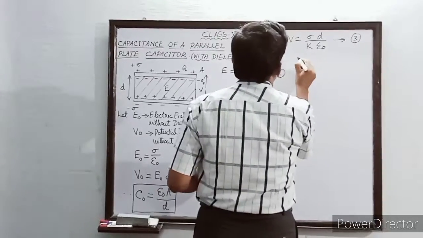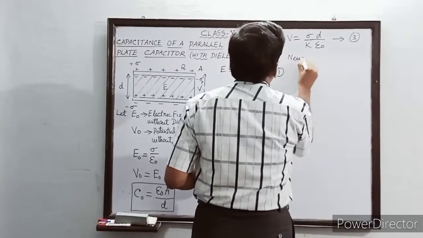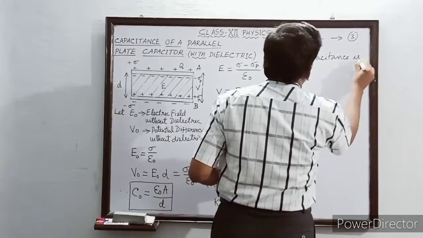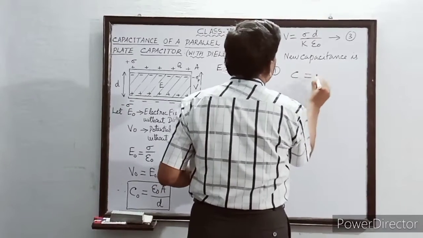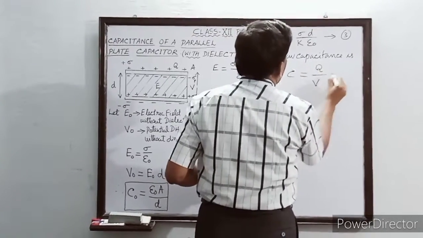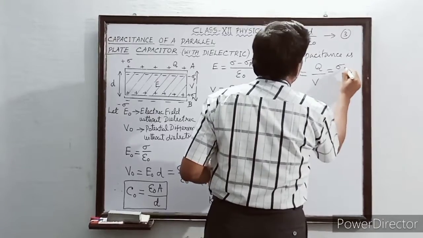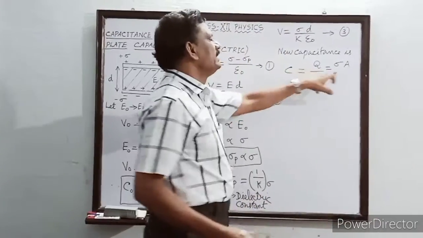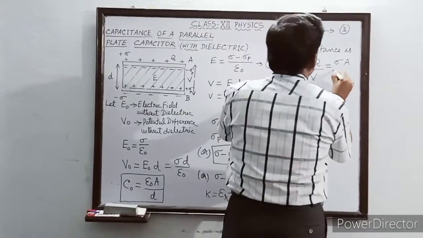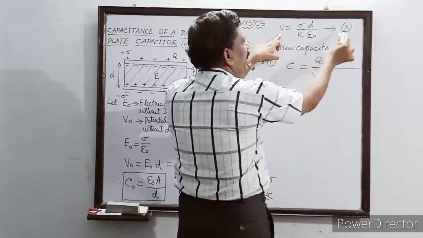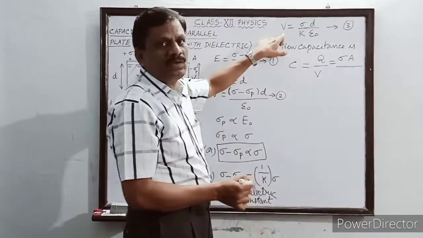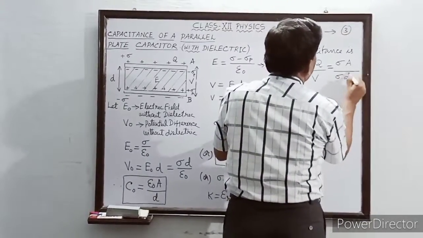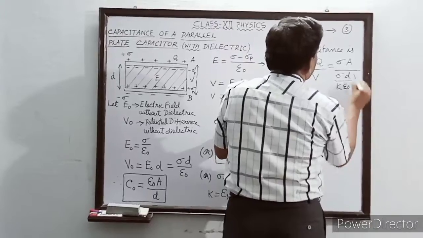So now the new capacitance is given by C is equal to Q by V, and Q by A is equal to sigma. Therefore, Q is equal to sigma A divided by, in place of V, I am going to substitute equation 3. So you tell me what is V equal to? Sigma D by K epsilon naught. So this is equal to what? Sigma D divided by K epsilon naught.